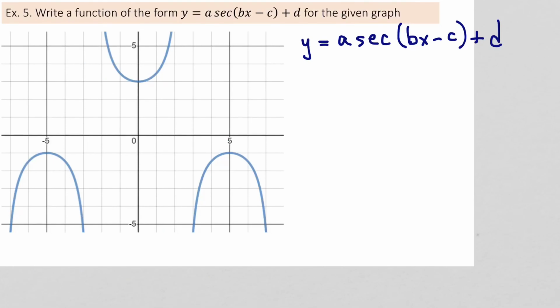Okay, last example here, we're going to do something similar, but this time we've got a secant graph. So looking for the symmetry here, I'm going to draw on my midline first. My midline is right here. So that's y is equal to 1. So that means my d value is 1. Then I could get my a number from the midline up to that point, or the midline to the other one, it doesn't matter. So that's 2, so that means my a is equal to 2.